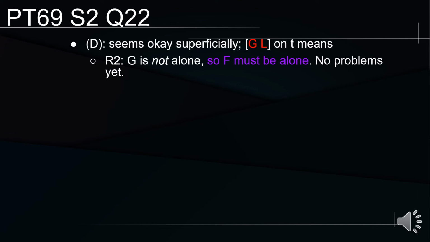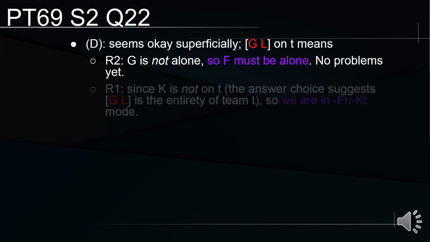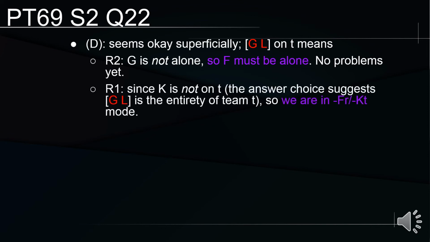And again, there seem to be no problems at this point if Rule 2 is the first thing we consider, just based on the answer choice alone. I don't really see any problems just yet. G is not alone, so F has to be alone. Looping back to Rule 1, since K is not on Team T, again, the answer choice suggests that GL is all of Team T, so there's no room for K on there. That puts us, according to Rule 1, in not FR, not KT mode.